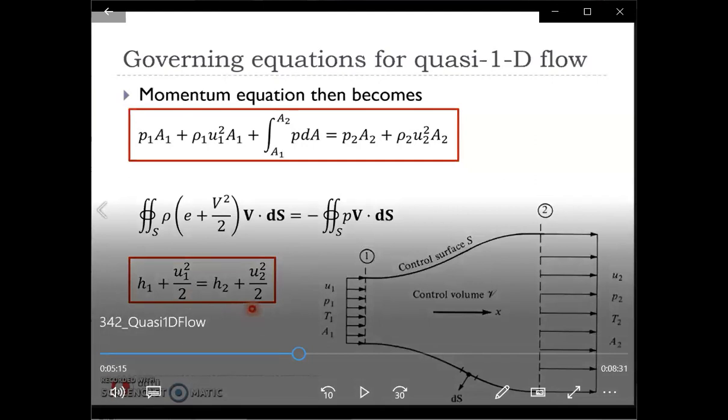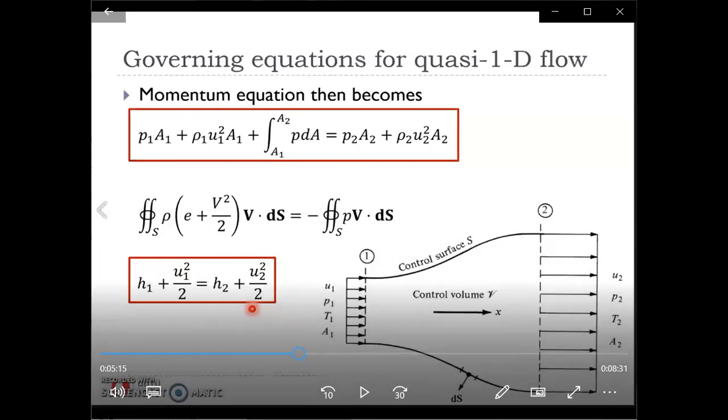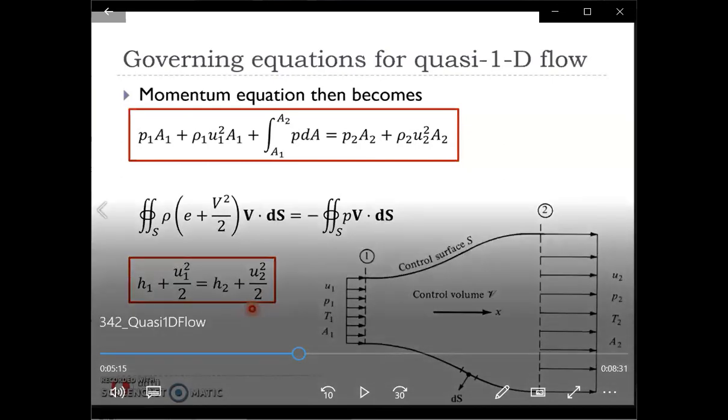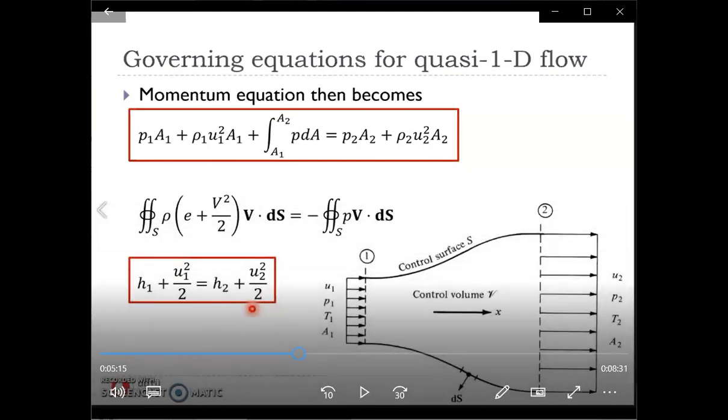Hocam, is this process isentropic or not? In this case, yes. First of all, there's no heat transfer, and we are assuming inviscid flow, so there are no boundary layers or anything on the internal surfaces. So in this case, the inviscid flow assumption plus adiabaticity makes it basically an isentropic flow, yes.